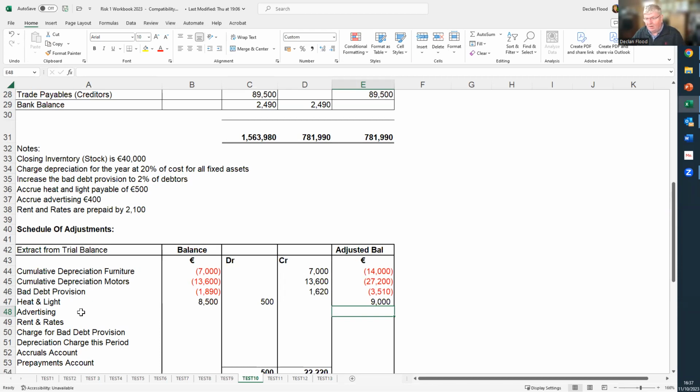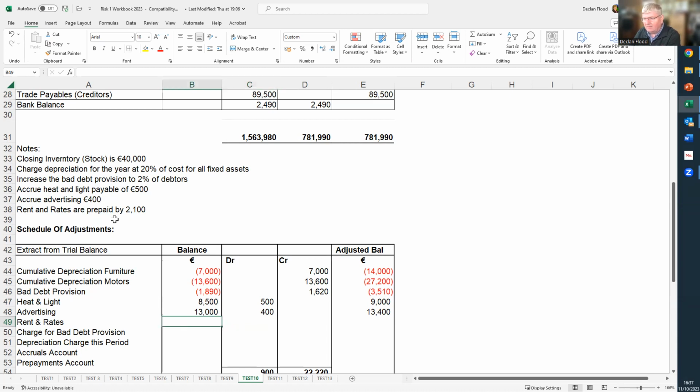Also, from an advertising perspective, I know from my trial balance that I have 13,000 in advertising. I also know there's a bill coming for 400 quid that hasn't been sent in yet, but it does relate to the period and it should be included as an expense. So that is 13,400. In terms of my rent and rates, I have prepaid them by 2,100.